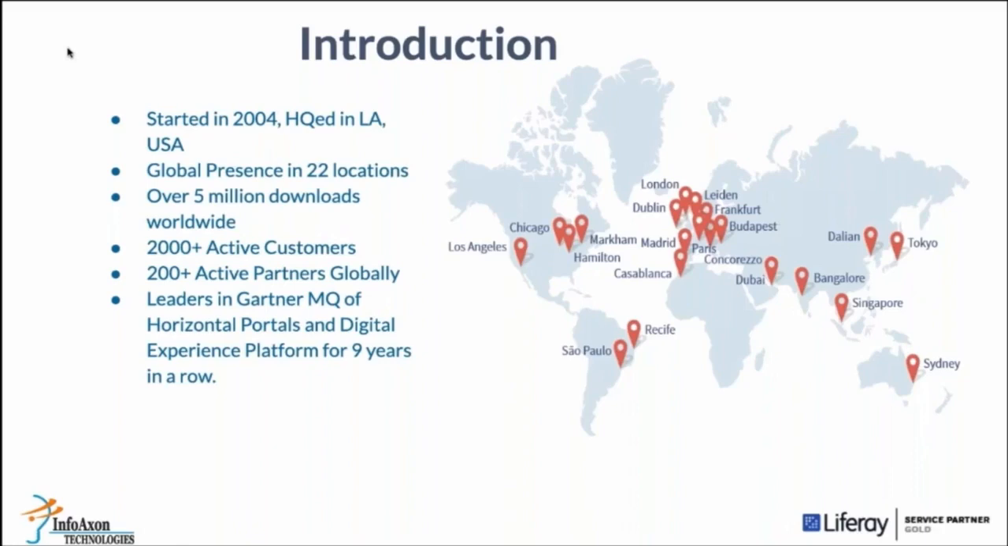As you can see, it started in 2004, and now we are proud to have more than 22 offices across the globe. Just in India, we have 3 offices, I think one in Bangalore, one in Pune, and one in Delhi. We also have another office in Mumbai, where most of our sales operations and sales team is based.